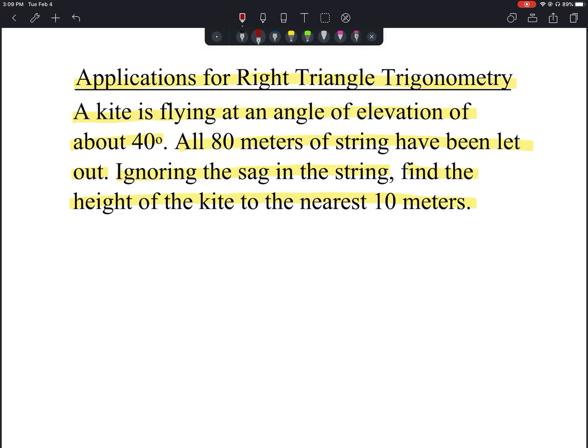Always helps to draw a picture with these ones. So remember your angle of elevation: you're starting out looking forward and then you start to look up. So if I look up this way, that means I'm looking up 40 degrees. This is my angle of elevation. We're starting on the bottom and then looking up. So as we're looking up there, we're probably going to see our kite that's flying out here, right? Let's just put a little kite on there. Right, woo!